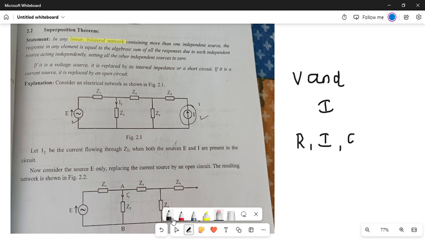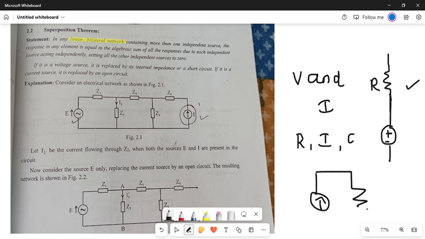Just a minute, I'll showcase it to you. See, we discussed independent sources in the very first module. We told that this is a voltage source and this is a current source, and this is your resistance R and this is your V. This is my independent source and this is my independent source, right? So why are these my independent sources?